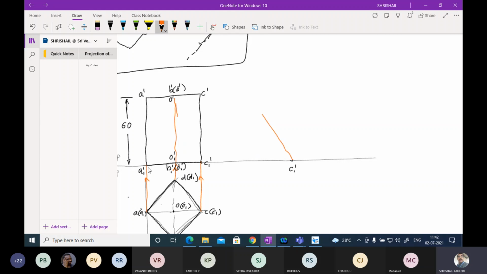Now take this length on this and mark over here. And take this length and mark over here. Okay, mark over here. Please be careful and try to do this. Okay, now take this length by your compass. Take this length by your compass and mark here.